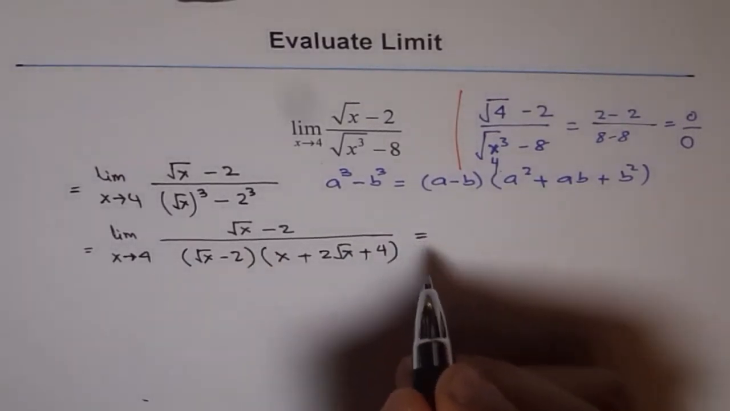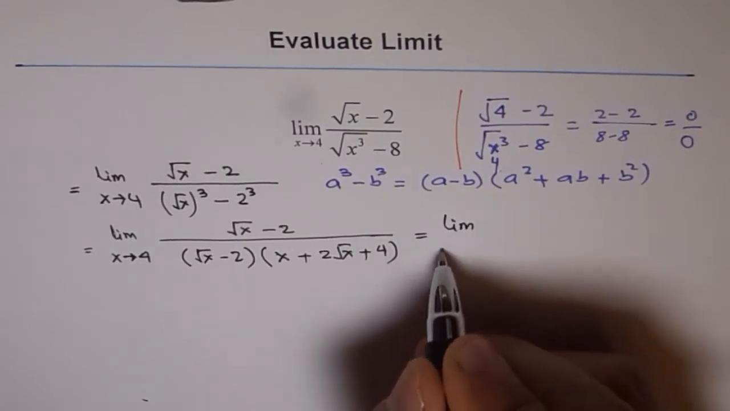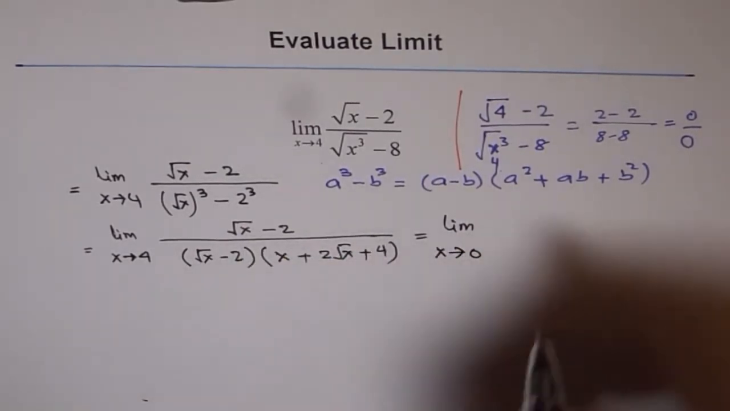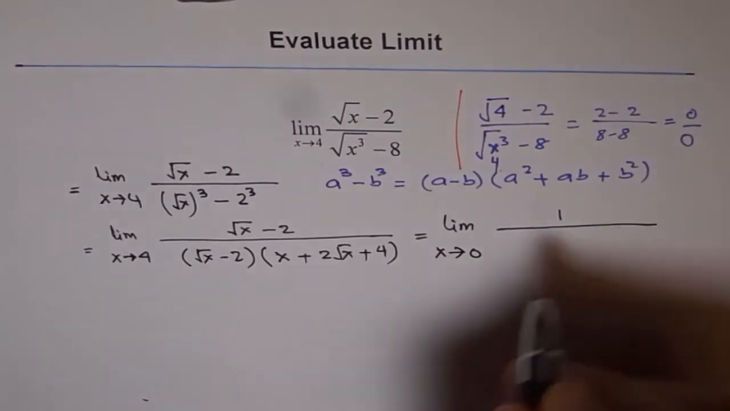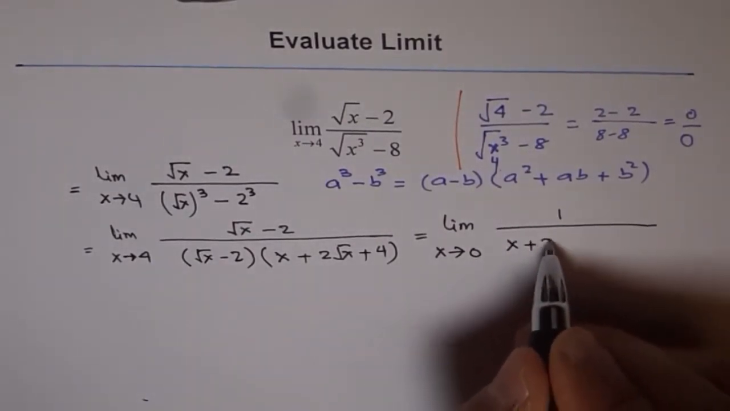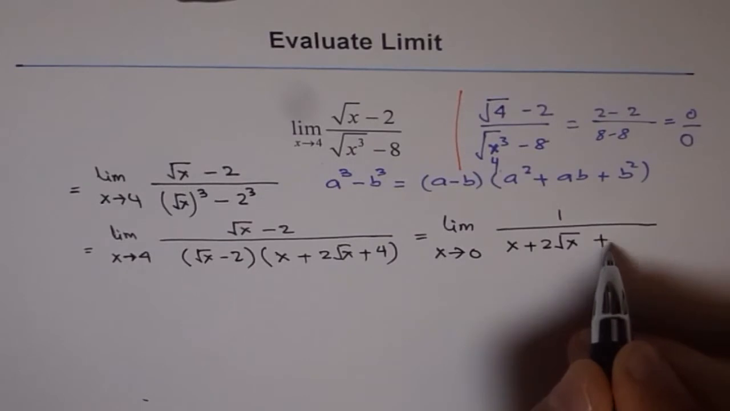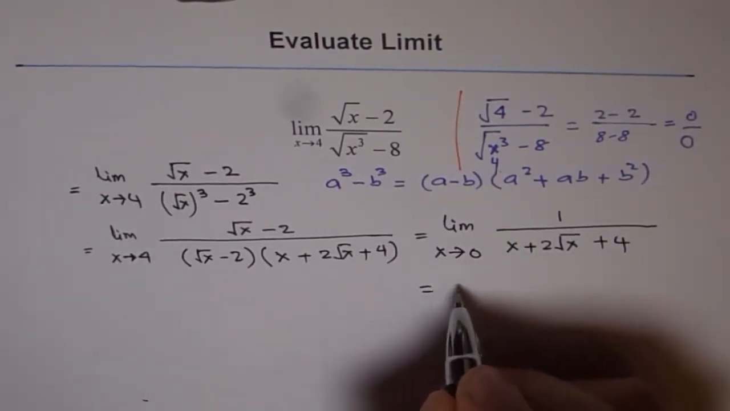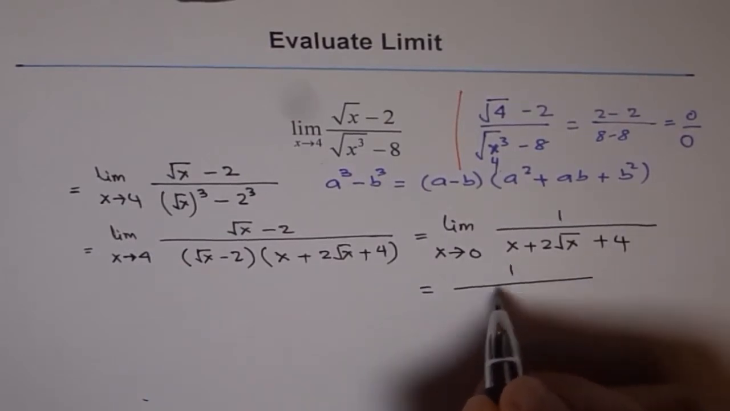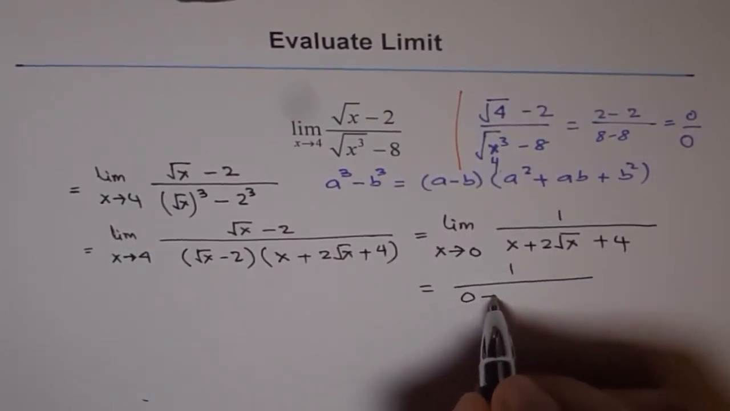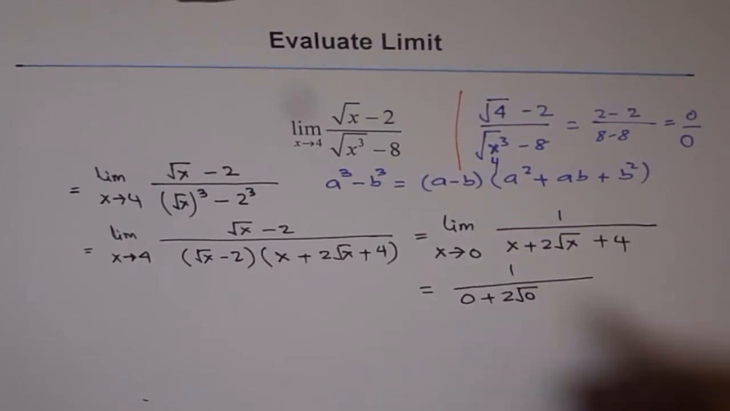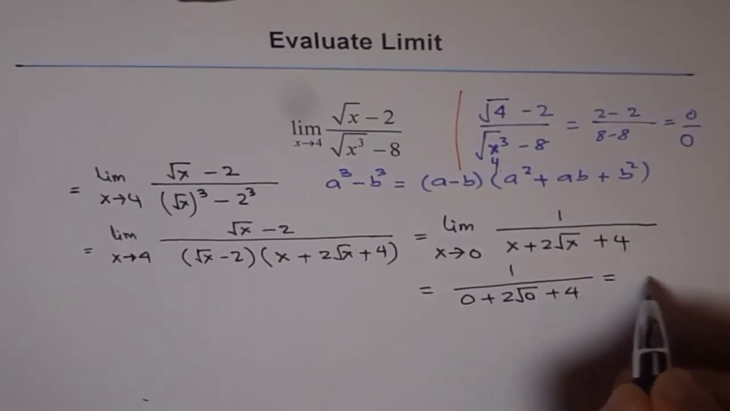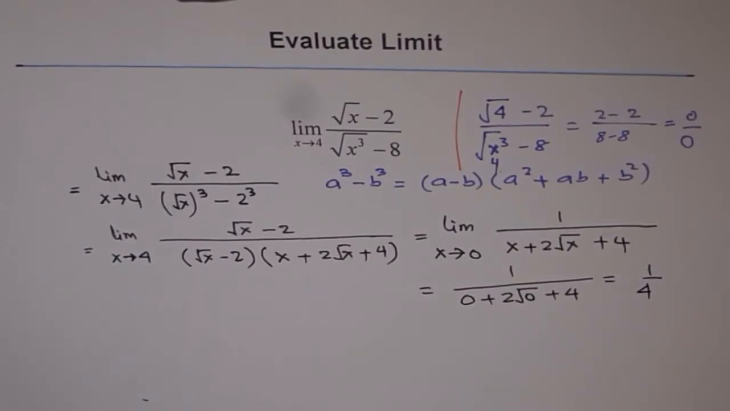Once we cancel this, we get the limit as x approaches 4 of 1 on the numerator, and in the denominator we get x plus 2 square root of x plus 4, right? Now you can substitute 4, and once you do that, you get 1 over 4 plus 2 times 2 plus 4, which is 1 over 12. So 1 over 12 is the limit of the given function, correct? So that's how we do it.